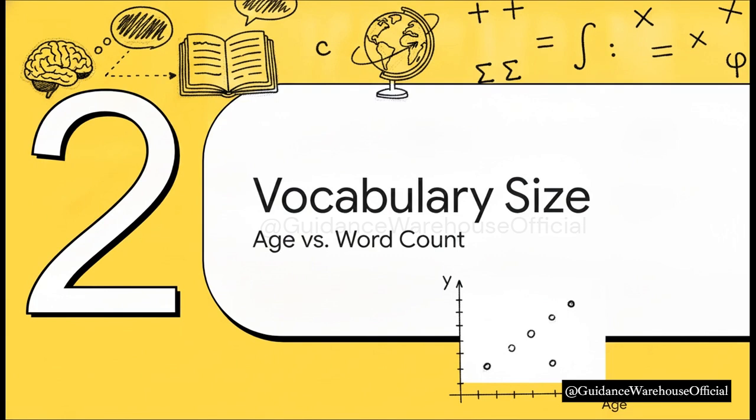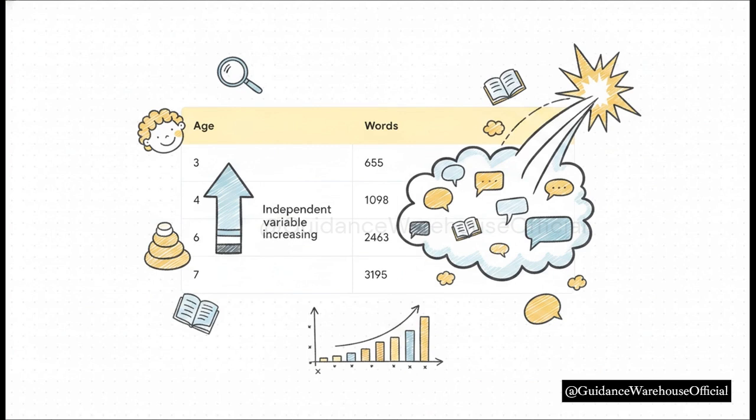The vocabulary age example. Let's cement this concept by looking at a completely different real-life analogy to show you just how universal this mathematical tool really is. Imagine an educational researcher wants to know, does a child's vocabulary size depend on their age? In this case, the independent variable, our X, is the child's age in years. The dependent variable, our Y, is their vocabulary size, literally the actual number of words they know. Look at that shift. A 3-year-old knows about 655 words, but watch what happens by age 7, that number just explodes to nearly 3,200 words. We're mapping exactly how our dependent variable Y changes as the independent variable X goes up.